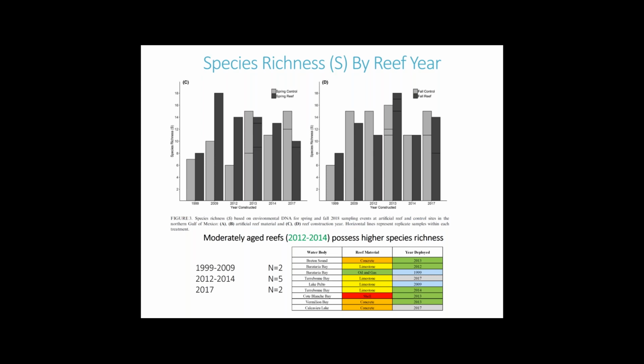I think that this is probably an artifact that we simply had more reefs in that age group than younger or older. So we can't definitively say it's an age thing. I simply think that because we had more reefs to compare, that's why we had more species at those sites. But older reefs didn't necessarily have more species, at least for this analysis.